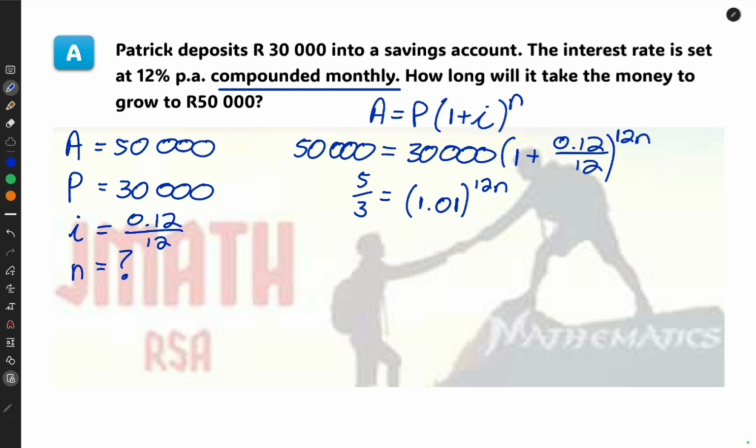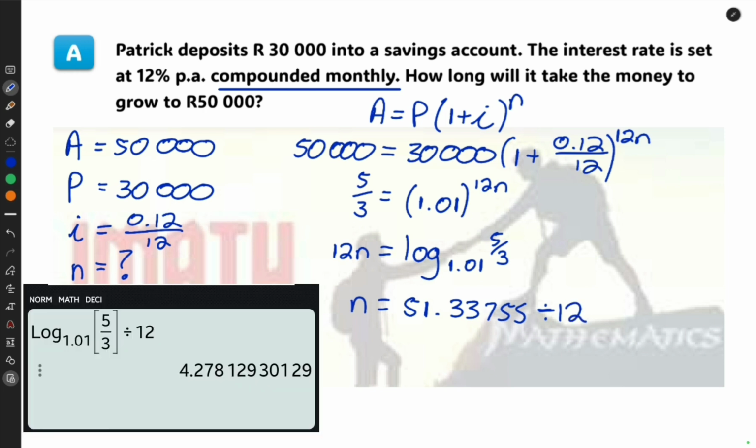Okay, so now is where I'm going to introduce logs. With logs, the base stays the base, and the other two numbers swap around. So 12n goes on the left, and 5 over 3 goes on the right. I can then just type that in my calculator, and my calculator would tell me that it is 51,33755. Okay, you will notice that the 12 is gone, so I'm going to divide the right-hand side by 12.